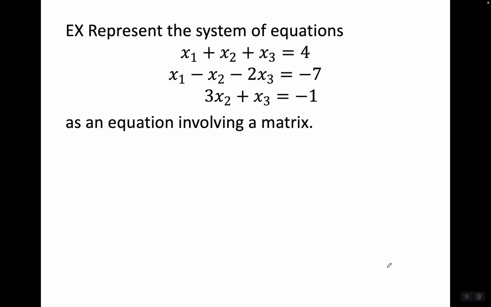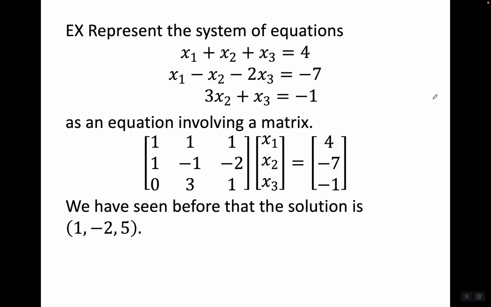Here's why we represent matrix multiplication in that seemingly bizarre way. It's so that we can use it to solve systems of equations. Let's represent the system of equations x1 plus x2 plus x3 equals 4, x1 minus x2 minus 2x3 equals negative 7, 3x2 plus x3 equals negative 1 as an equation involving a matrix.